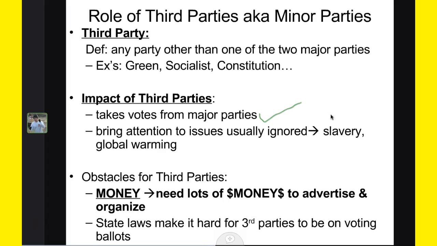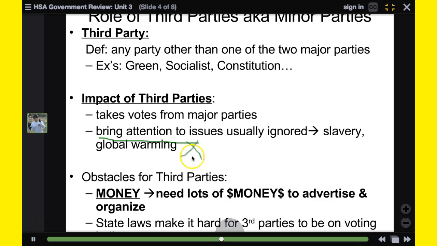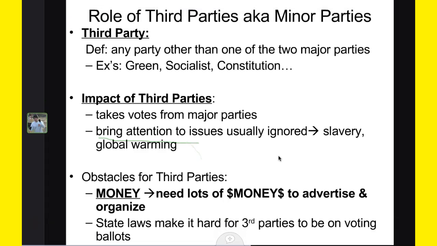The most important thing that third parties do is this idea of bringing attention to issues that usually get ignored. Going back over 150, 200 years ago, it was those third-party candidates that talked about slavery and that eventually was abolished. More recently, issues like global warming, people talk about that all the time, but 20, 30 years ago, global warming was seen as some radical, crazy idea.